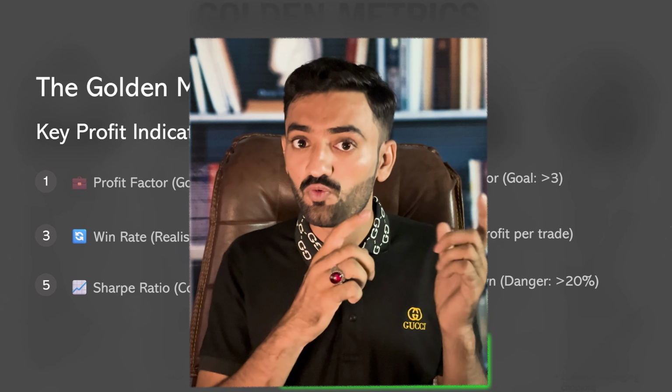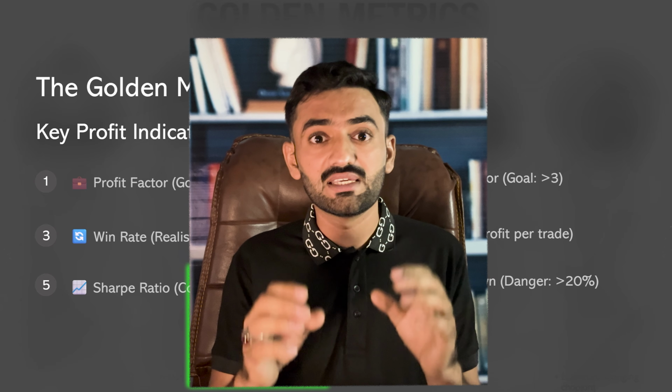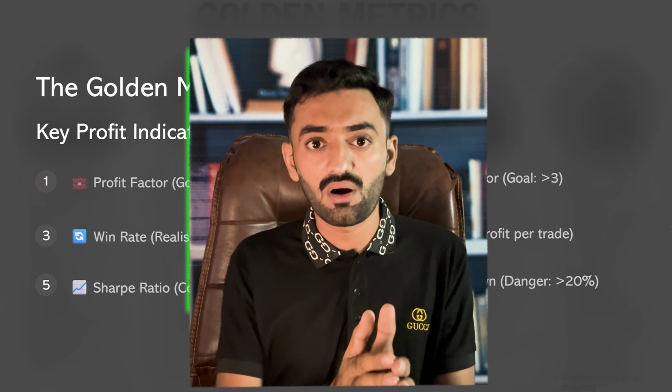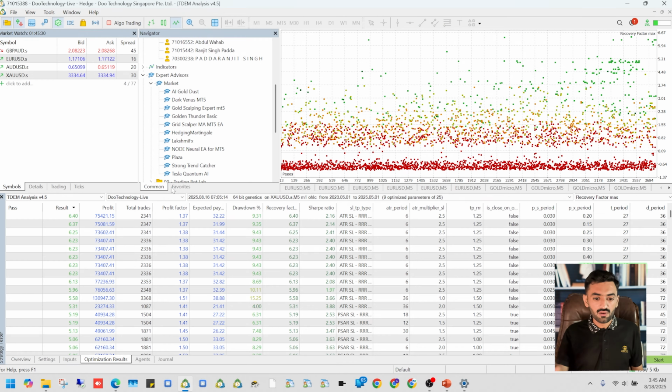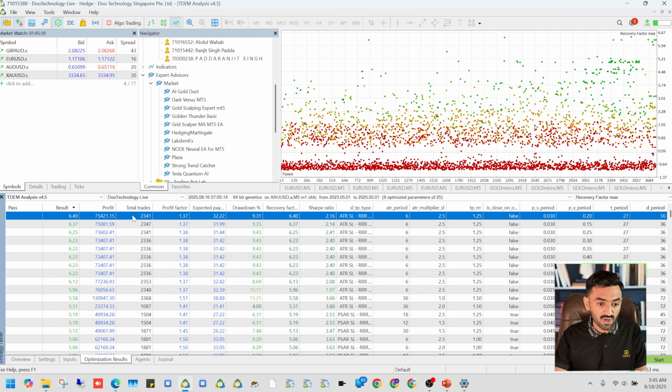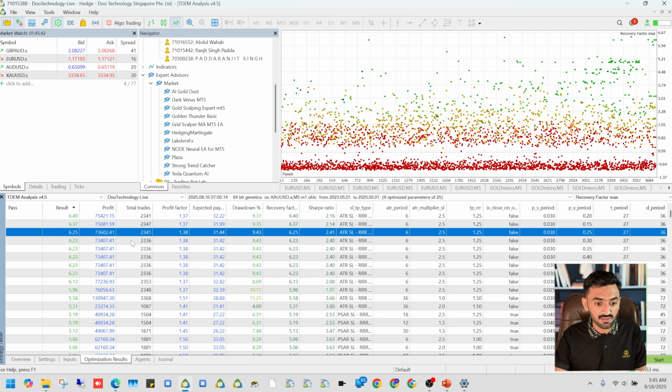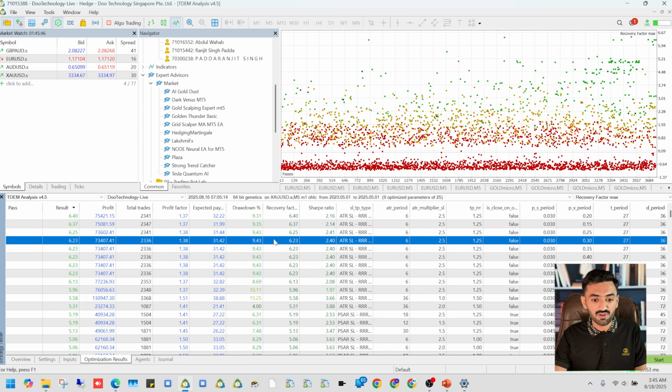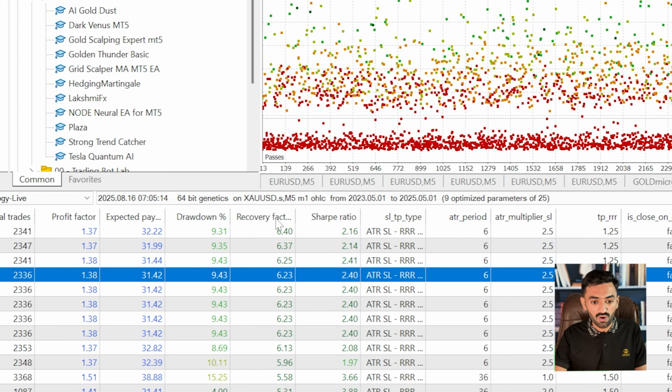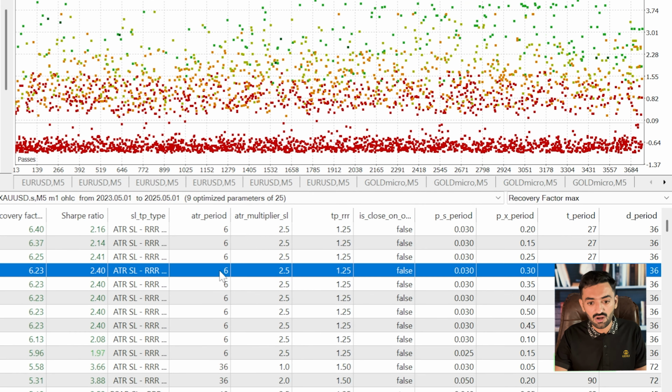And now let's move back to the report and we will see exactly where these factors are and what the values are. Here on screen you can see a lot of results and every single row is one test. This is second, third, fourth. Every result has its own profit factor, recovery factor, expected payout, drawdown, Sharpe ratio, and all these. And these are some settings of the robot.